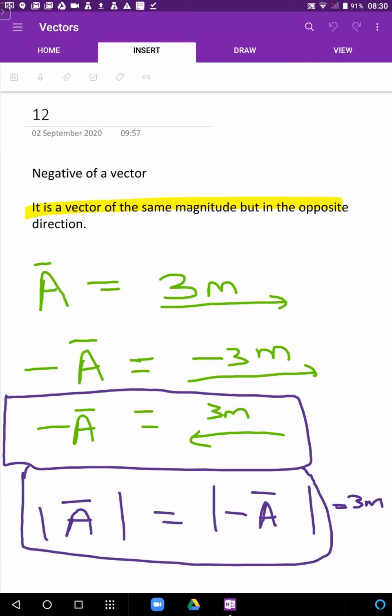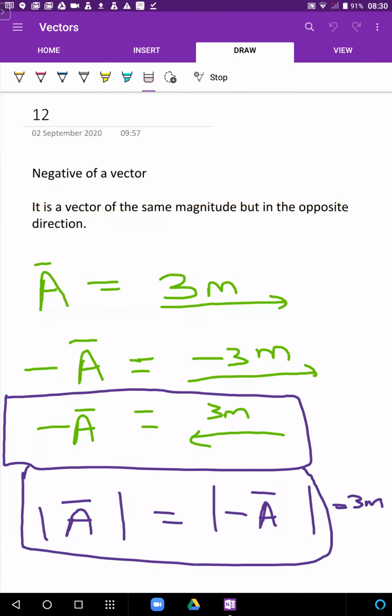Negative of a vector. All right. It is a vector of the same magnitude, but in the opposite direction. Yes, I think somebody was trying to say this. Very nice. The negative of a vector is a vector of the same magnitude, but in the opposite direction. That's it.